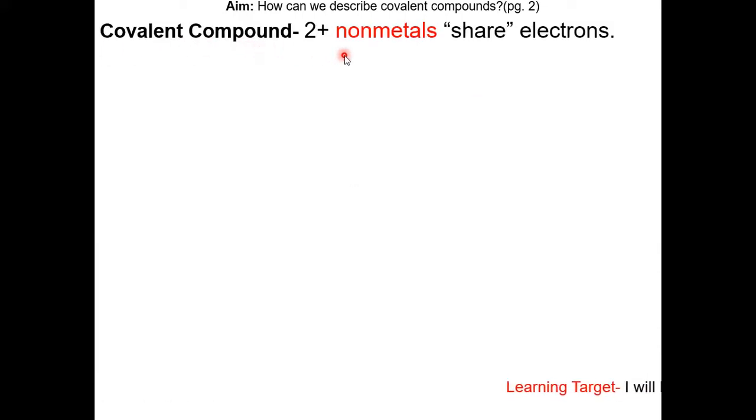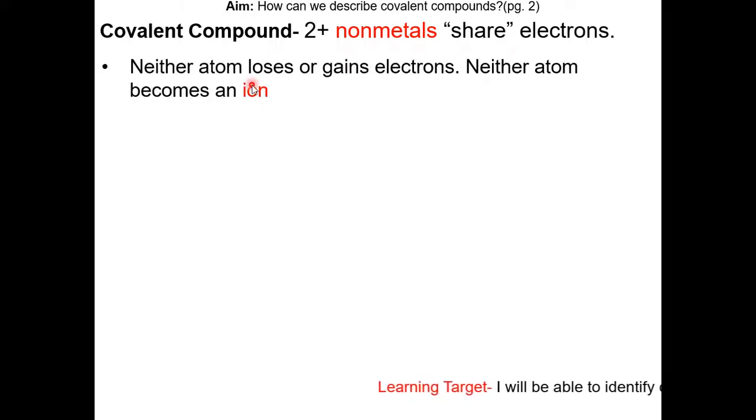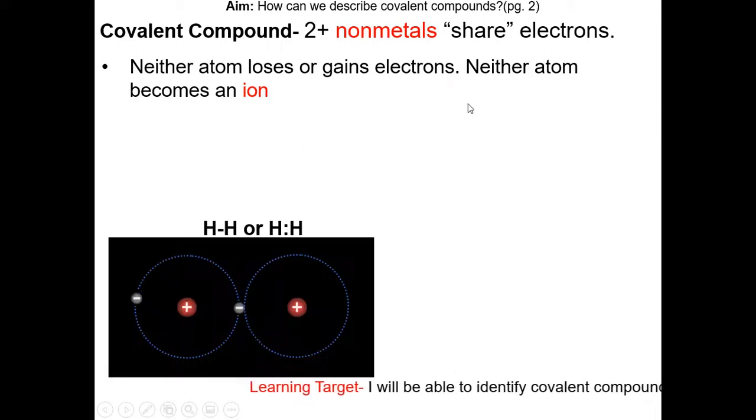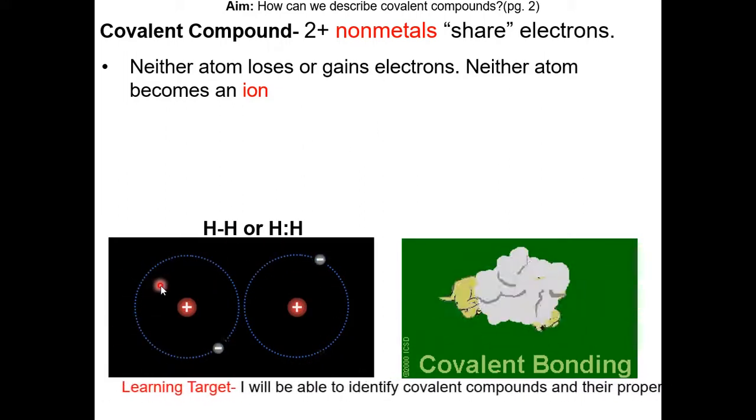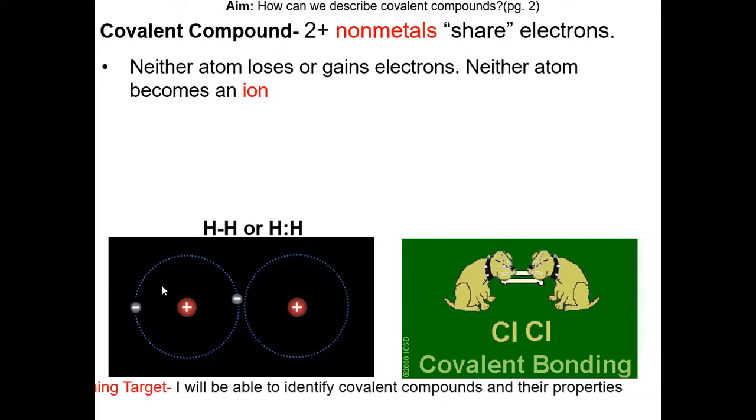A covalent compound is when two or more nonmetals share electrons in the bond. So neither atom loses or gains electrons. So there are no ions here. Here's a GIF showing a hydrogen molecule. You can see the electrons being shared by the two hydrogen atoms.